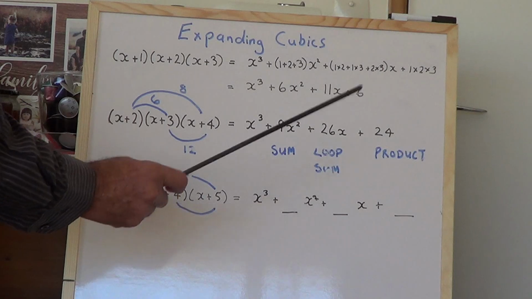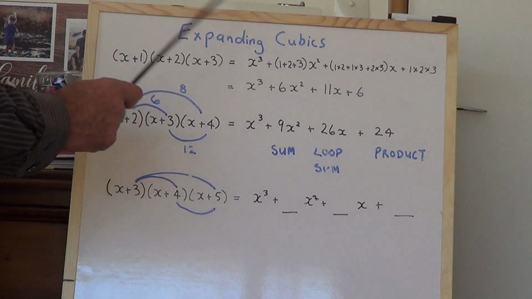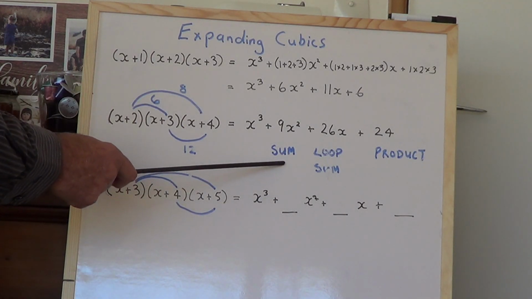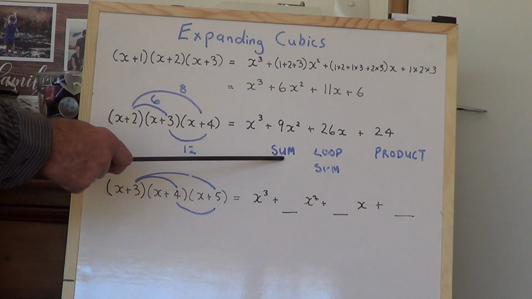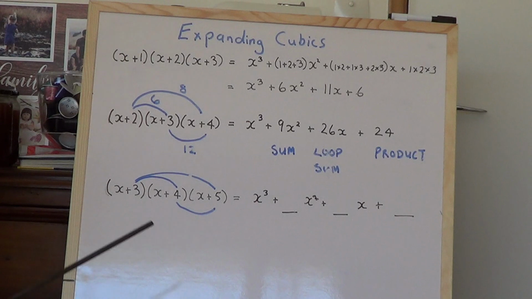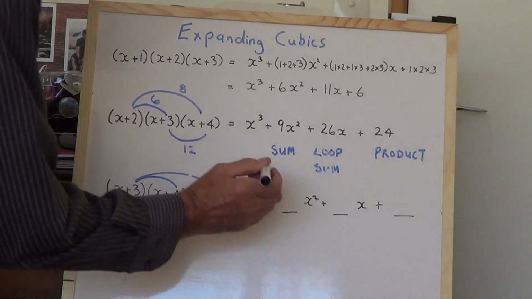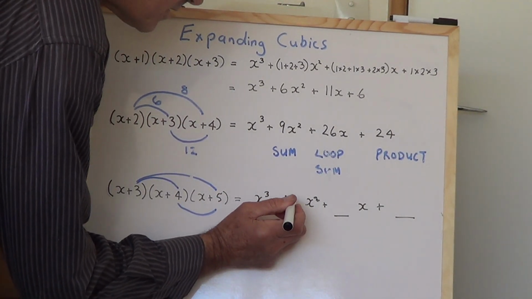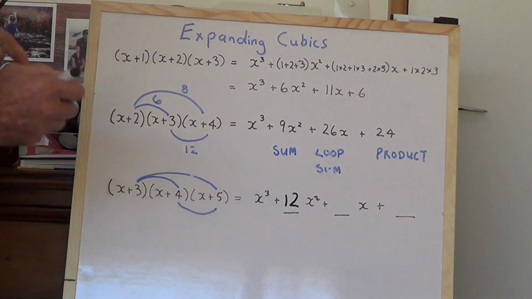We want to look at the number in front of x squared. See, the number in front of x squared is the 3-number sum. What are the 3 numbers? 3, 4 and 5. What do those numbers add up to? 3 and 4 is 7 and 5 is 12. So the number 12 goes there.